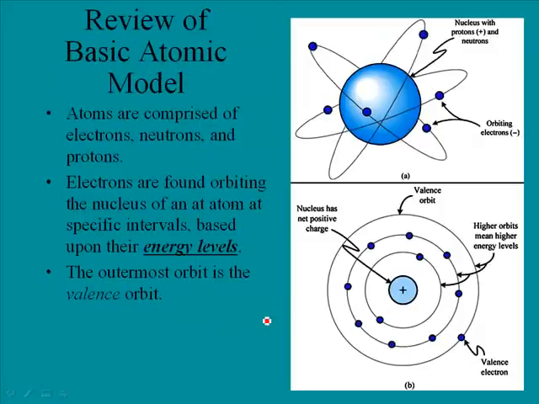Okay, review of basic atomic model. Atoms are comprised of electrons, neutrons, and protons. And so the neutrons and protons are in this area, and then the electrons are orbiting the nucleus. Electrons are found orbiting the nucleus of an atom at specific intervals based upon their energy levels. And what we'll find is that the farther they are from the center, the higher their energy level.